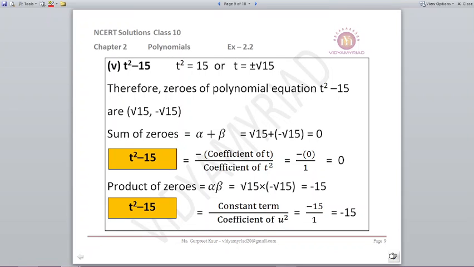And if I want to use the equation, then again it is 0, as there is no t term over here, and product of zeros is alpha into beta, which is minus 15. So root 15 into minus root 15 gives you minus 15, and according to the equation, the constant term is also minus 15, and coefficient of t square is 1. So here we can write the answer as minus 15.